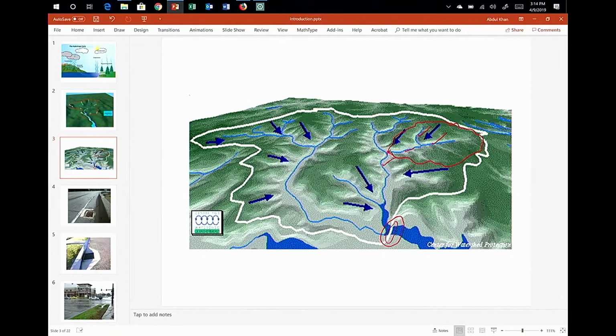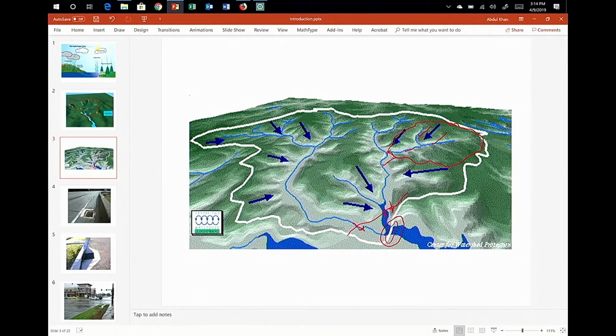So, which means the key thing is that all the runoff must come out from that area at a single point. So for example, I cannot have a watershed boundary here because there are two points at which the flow is coming out. So that's not right.